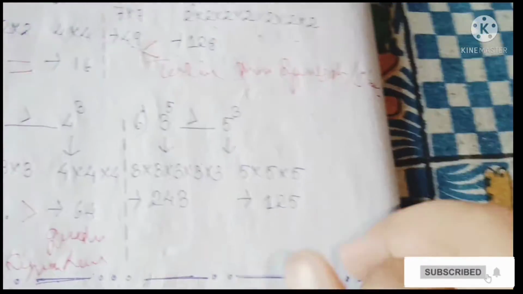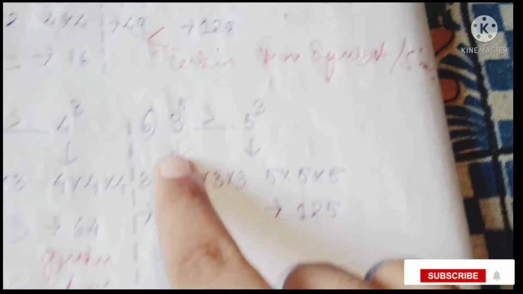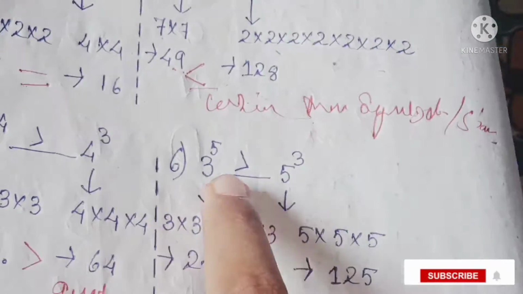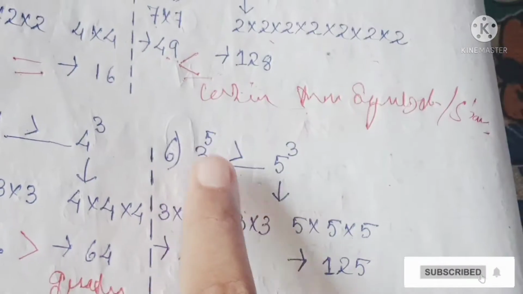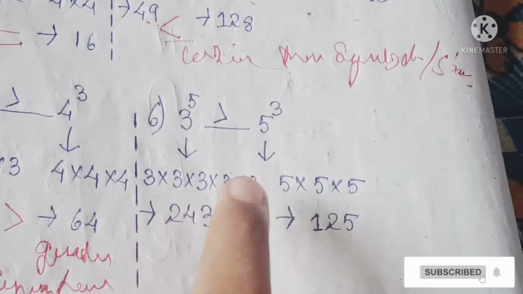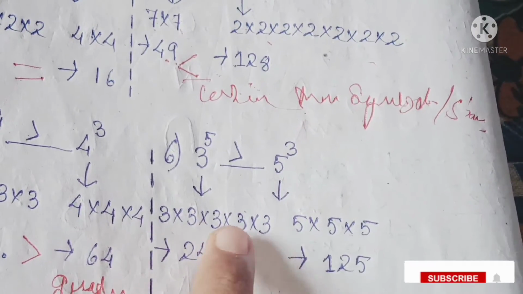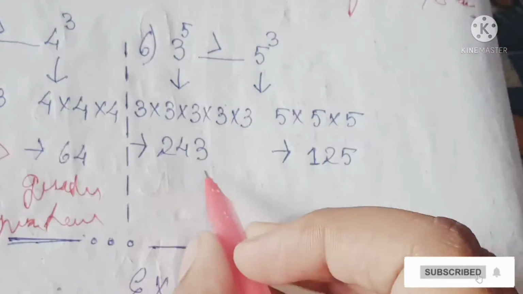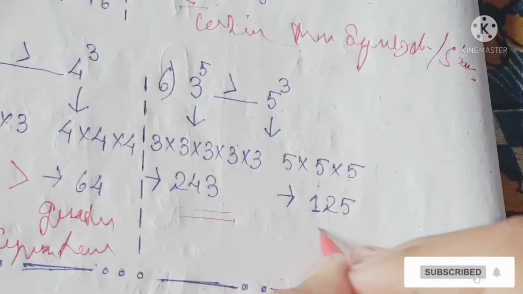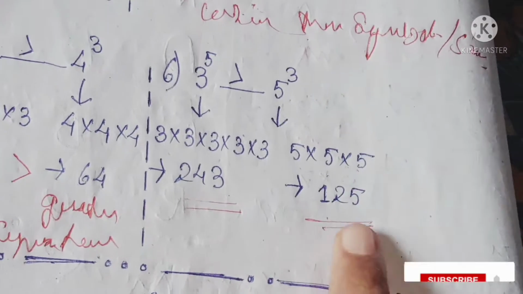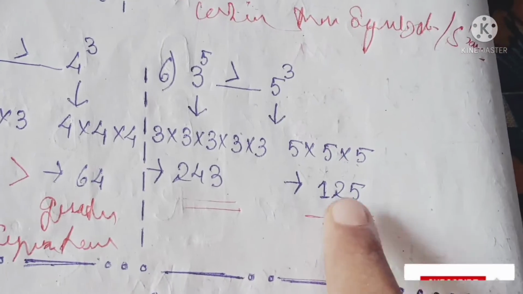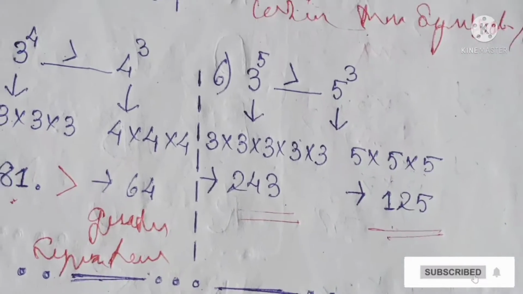Okay, and in number 6 this is 3 to the power 5 and 5 cubed. That is, we have to say whether 3 to the power 5 is greater or lesser than 5 cubed. So 3 to the power 5 means we have to multiply 3 five times, that is 3 into 3 into 3 into 3 into 3, and the result is 243, and multiplying 5 three times, the result will be 5 into 5 into 5, that is 125. So we can say that 125 is lesser than 243, or 243 is greater than 125. So it will be a greater than symbol.